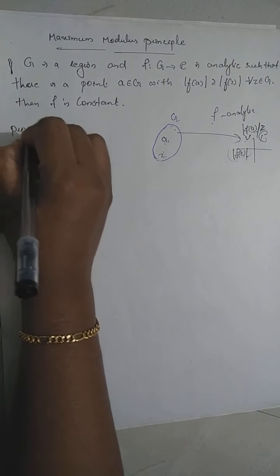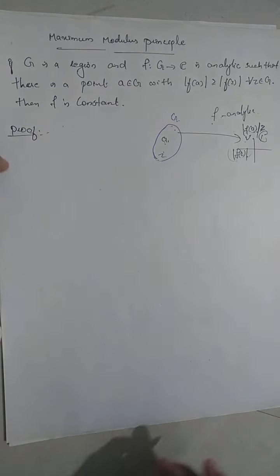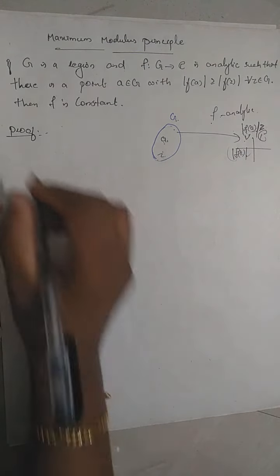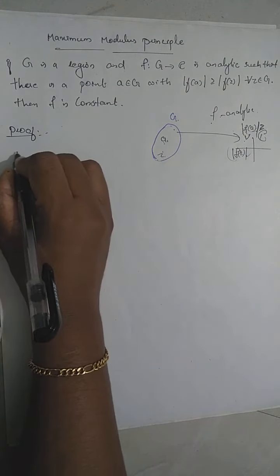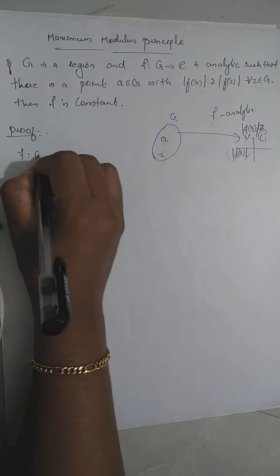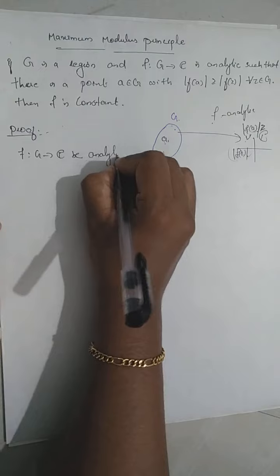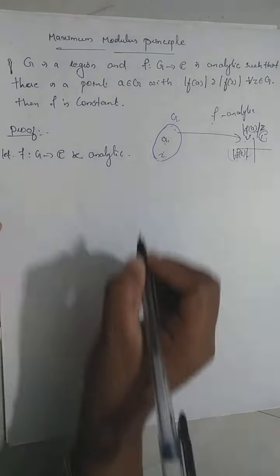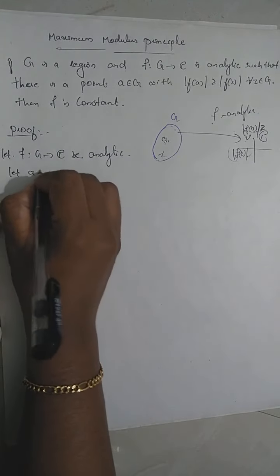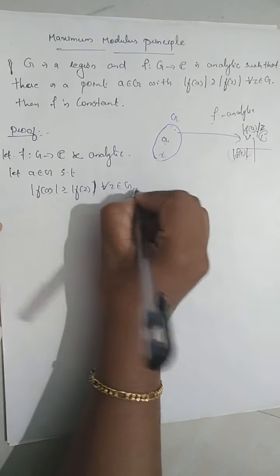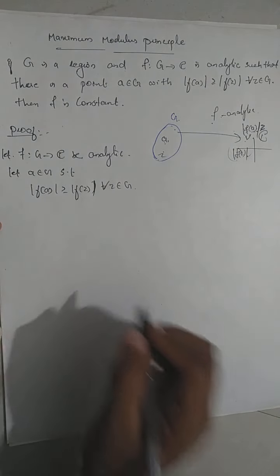So this is a very important result for complex analysis, the maximum modulus principle. So assume that G is a region and f from G to C is an analytic function. And also let a be an element in G such that mod f of a is greater than or equal to mod f of z for every z in G. So we are going to prove that f is constant.